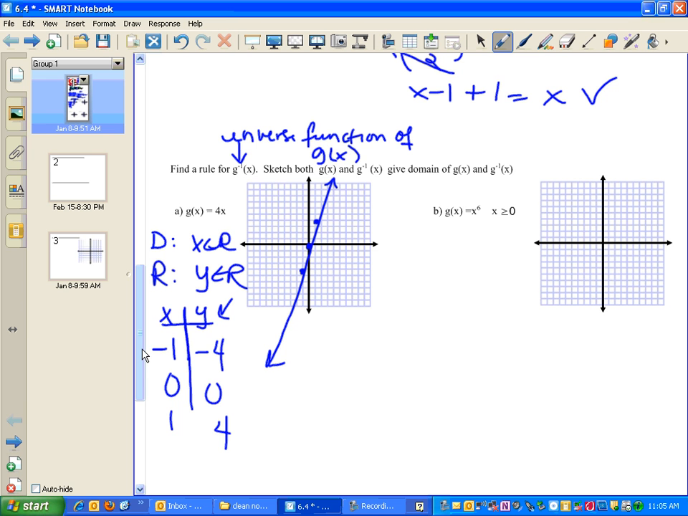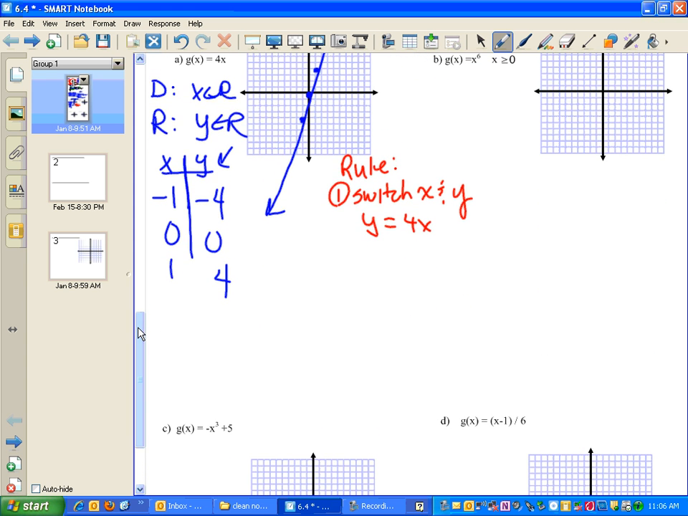All right, here's the inverse for the rule. To figure out the rule for your inverse, number 1, switch the x and the y. So this says that g of x is equal to 4x, which really means y equals 4x, correct? So if I give you y equals 4x, and I'm switching my x and my y, then what am I going to write? x equals 4y. So I've switched my x and my y. And step 2 is to solve for y in my new equation.